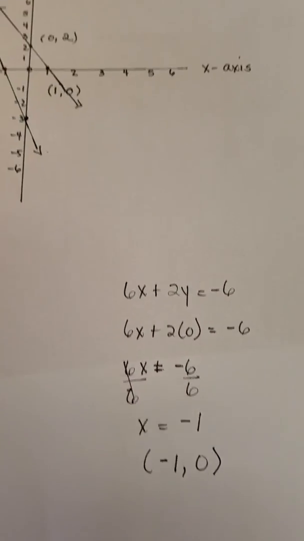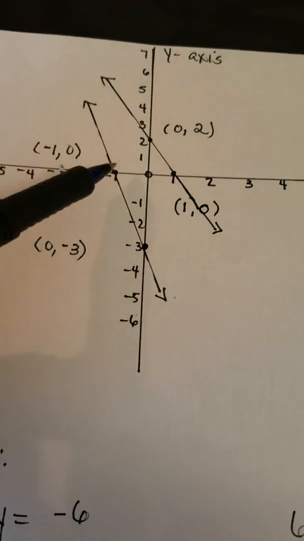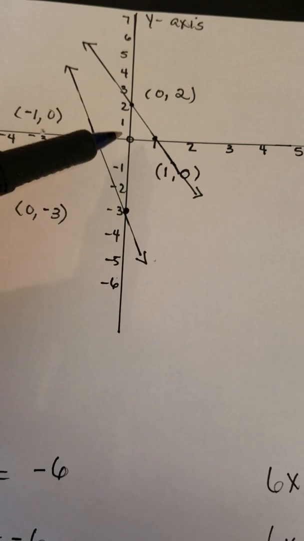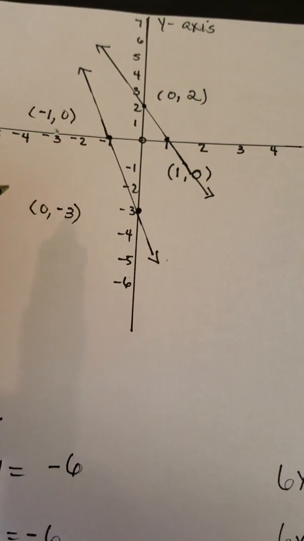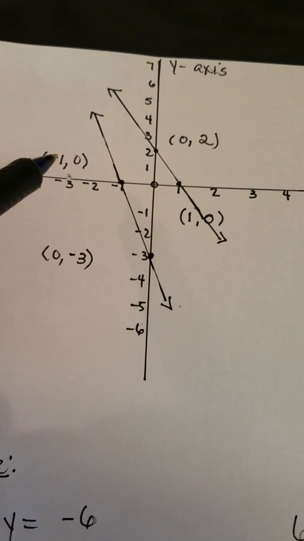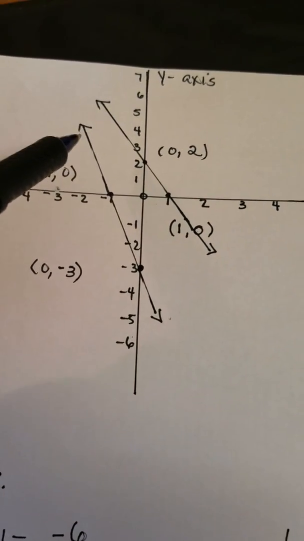When I plot it on the graph, this is what I have. For the first one, I have 0, negative 3. And for the second problem, I have negative 1 and 0. So this is how it would be plotted on a graph.